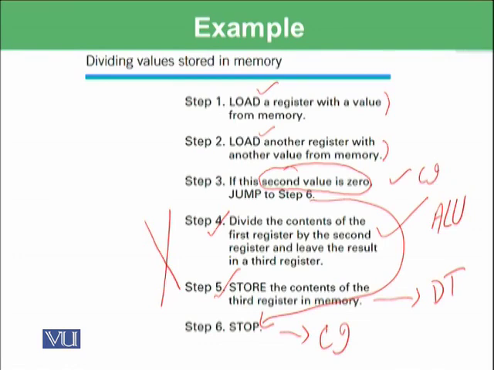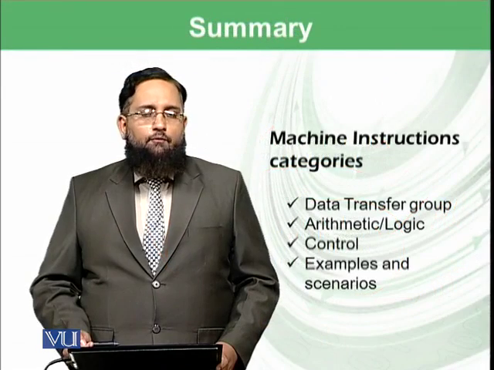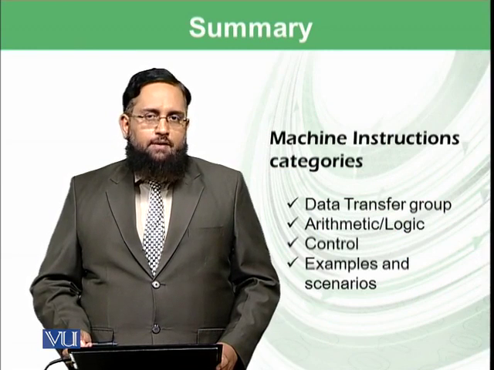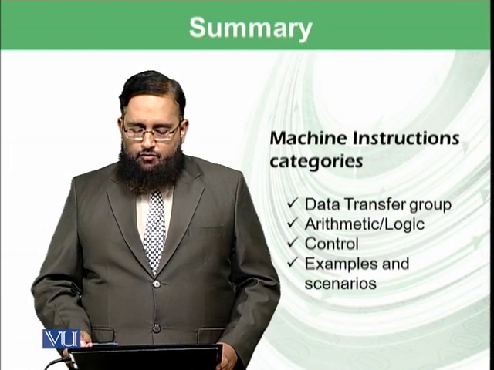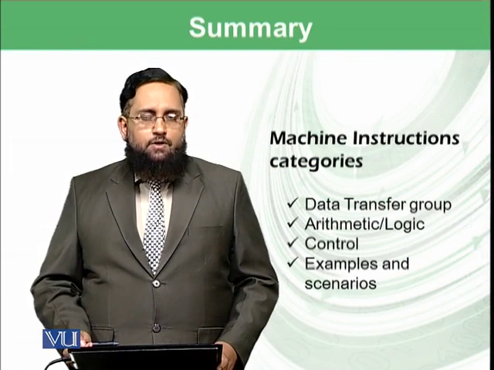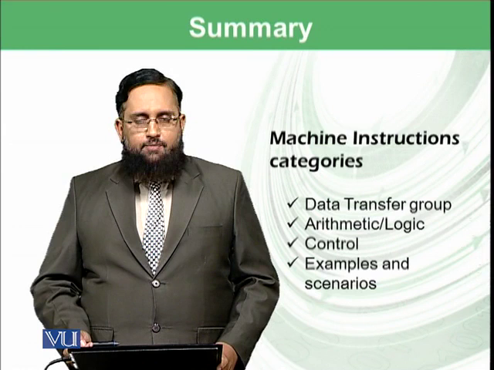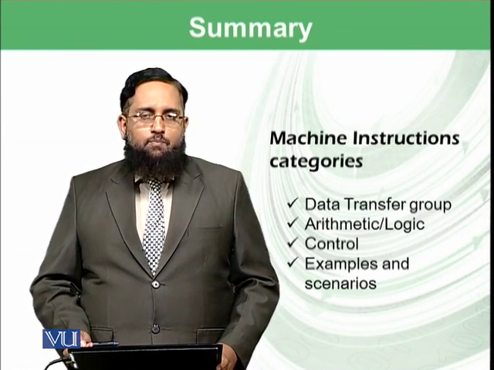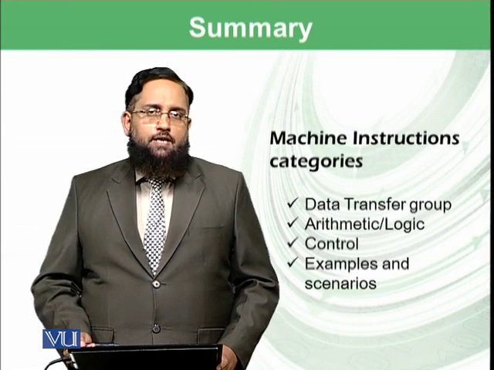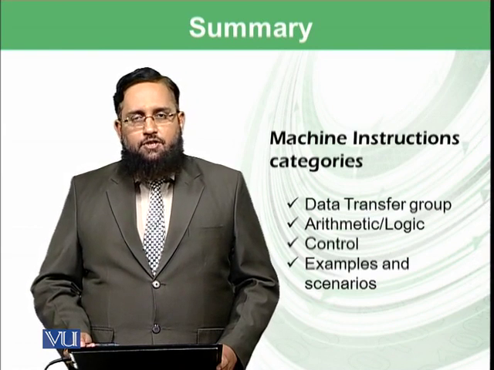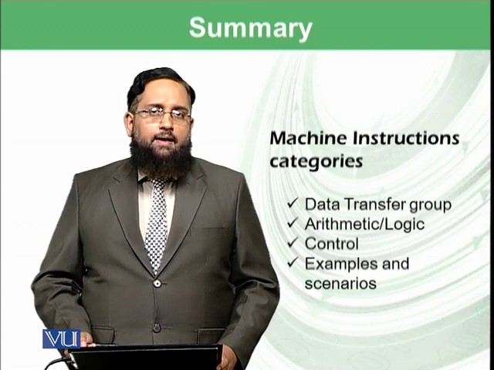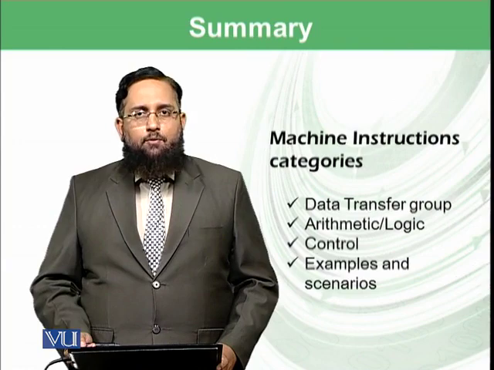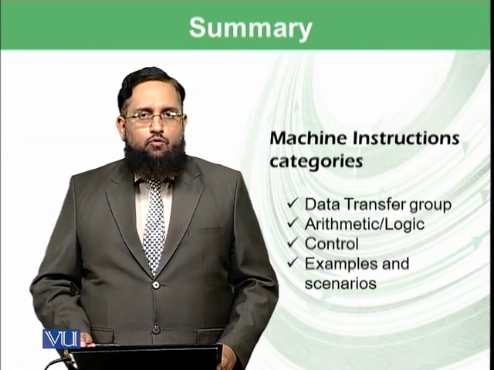If we summarize today's module, we have learned about the different groups of machine instructions. The different categories are the data transfer group, the arithmetic logic group, and the control group. We have also worked through an example to see how such instructions form an algorithm to actually get some work done by the computer, whatever we want the computer to do.